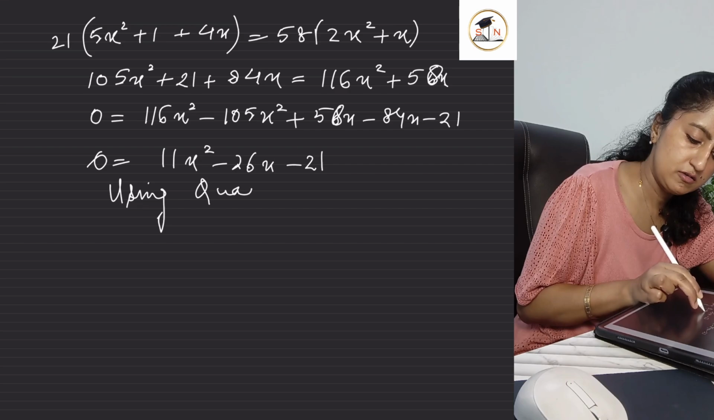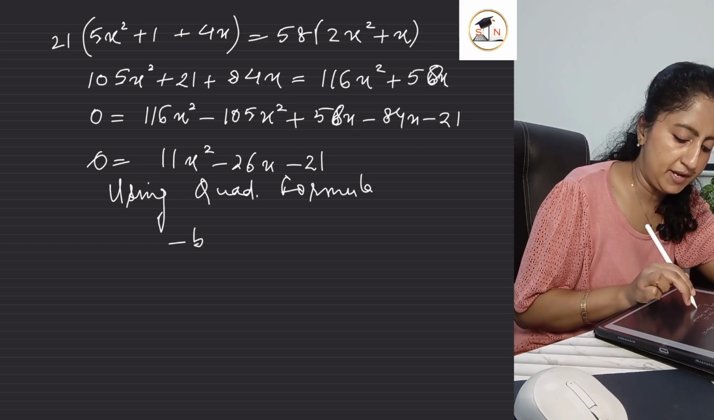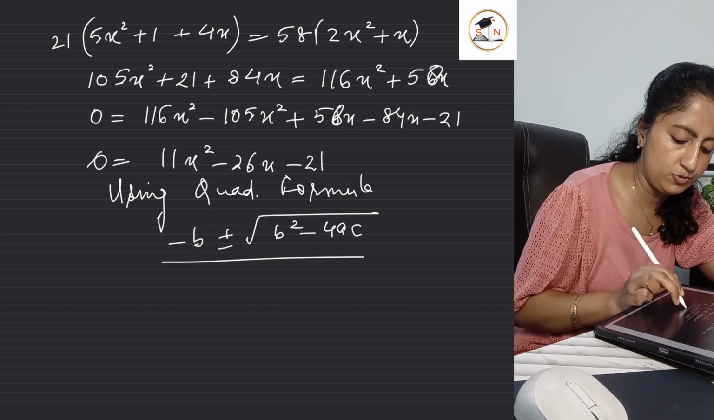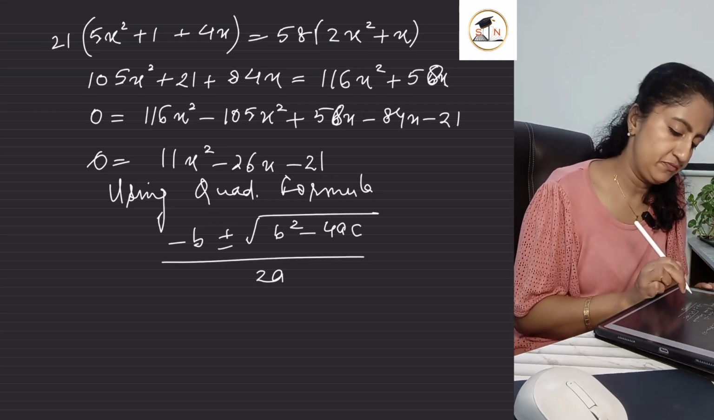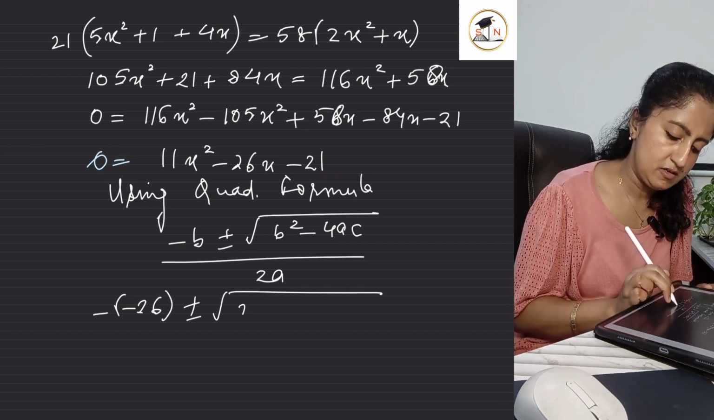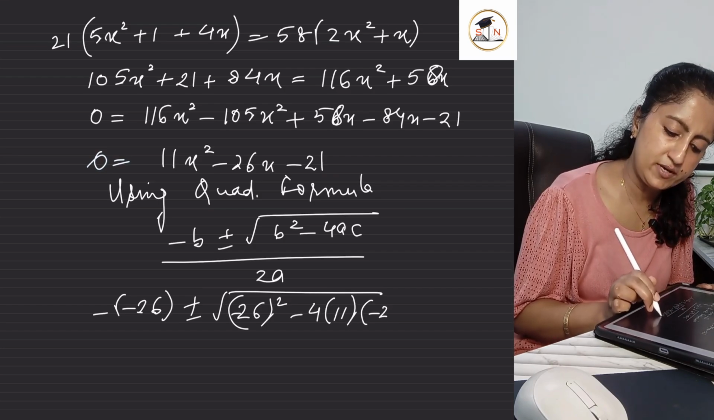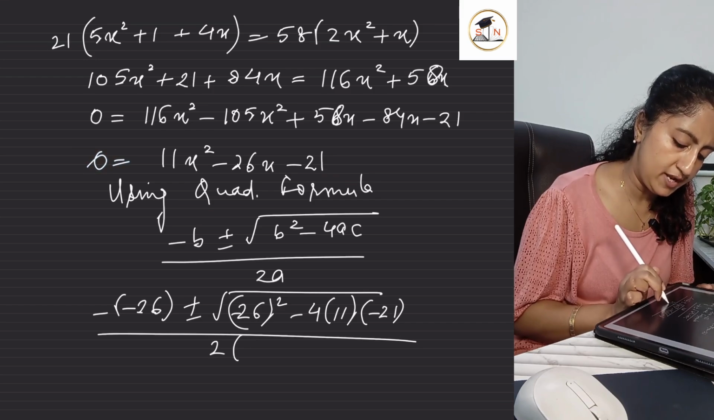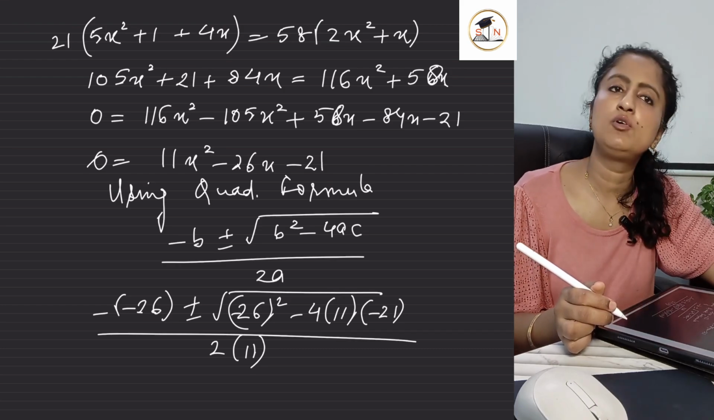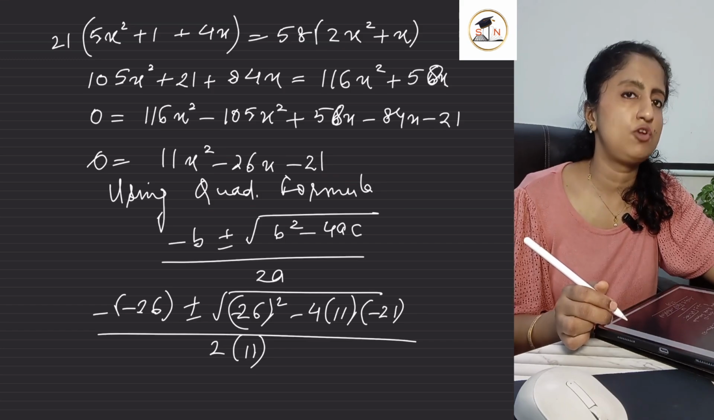So I am going to actually apply quadratic formula over here. Using quadratic formula, that is minus b plus minus square root of b square minus 4ac upon 2a. So we are going to substitute the values, and that is minus of minus 26 plus minus square root of 26 whole square minus 4 times 11 times minus 21, whole upon 2 times 11. Guys, see, had I been splitting, the steps would have been over. You know that it is majorly 3 steps. But when we are applying quadratic formula, it takes a lot of steps.